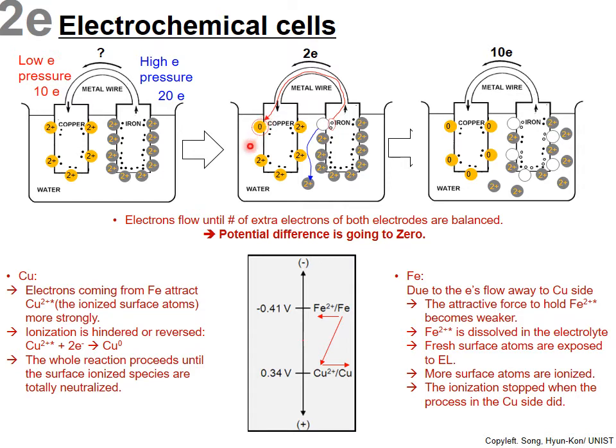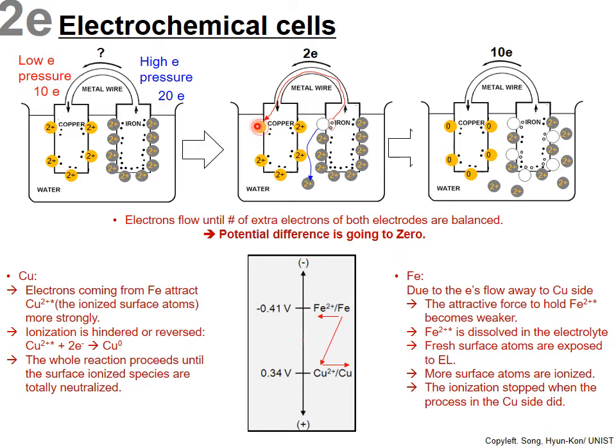So let me read some text. On the copper side, electrons coming from Fe attract copper 2 plus surface species more strongly. Then ionization is hindered or reversed. So copper 2 plus on the surface, this one, is getting 2 electrons, then finally goes to copper 0. Okay, that is the first step.